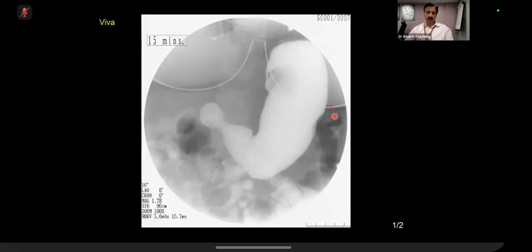Okay, candidate 6. This is a single contrast barium examination. Anything you can pick up in the stomach? So I can't make out any of the rugal folds, but it's all contrast opacified. In the region of the fundus, there looks like there might be a rounded filling defect.